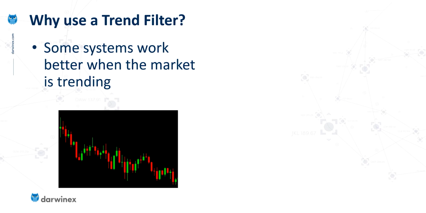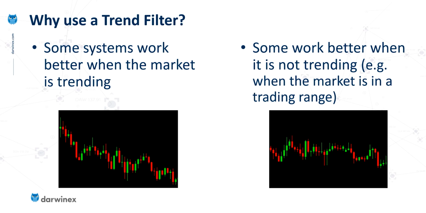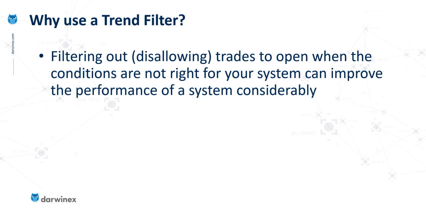The most simplistic explanation of this is that some trading systems tend to work better when the market is in a trending mode, whilst others work better when it's not trending, so when it's in a trading range, for example, and this is typical of mean reversion systems. And so depending on the type of system you've developed, whether that's a trend following system or a mean reversion system or a breakout system, filtering out those trades when the conditions aren't right for that system can have a significant improvement in the performance.